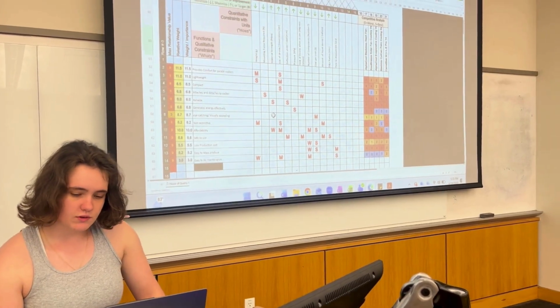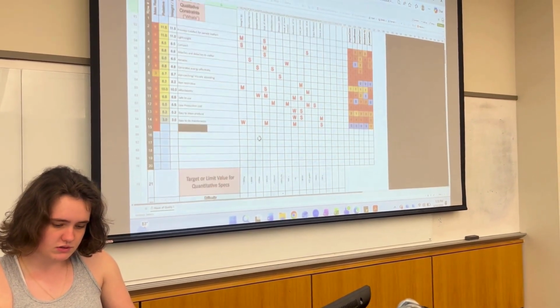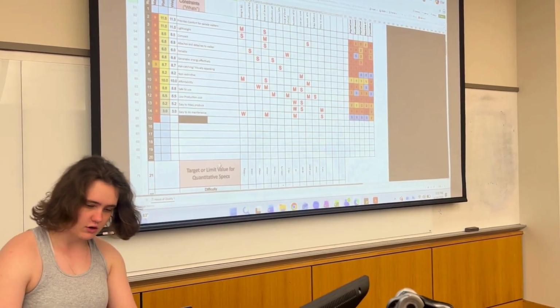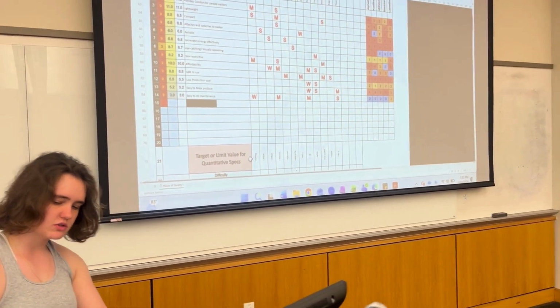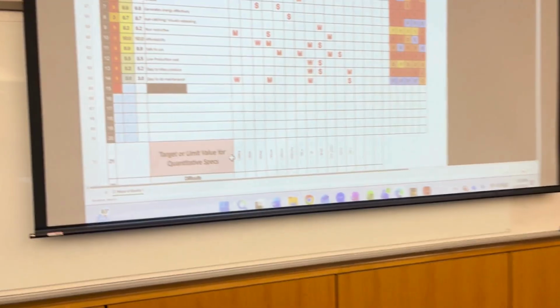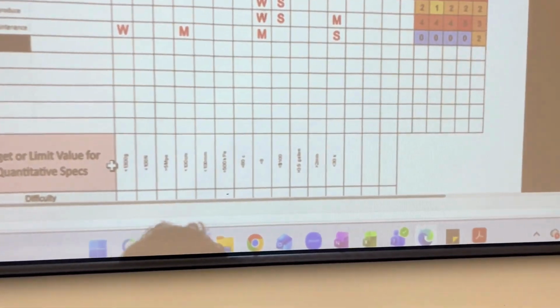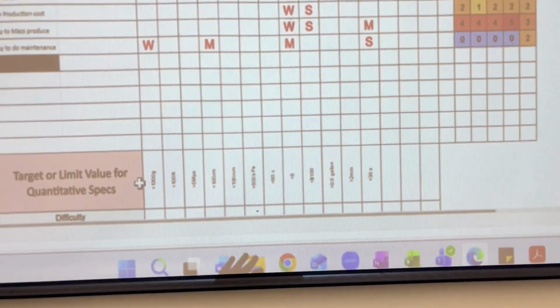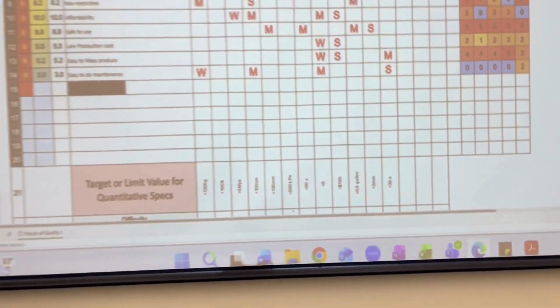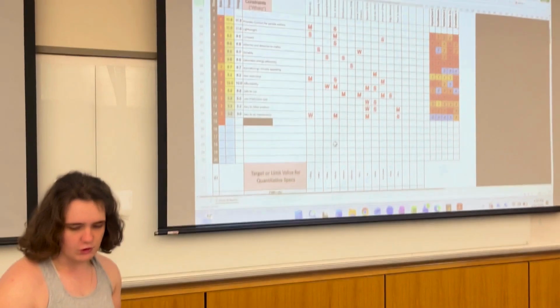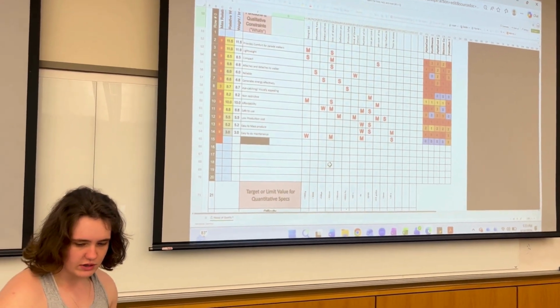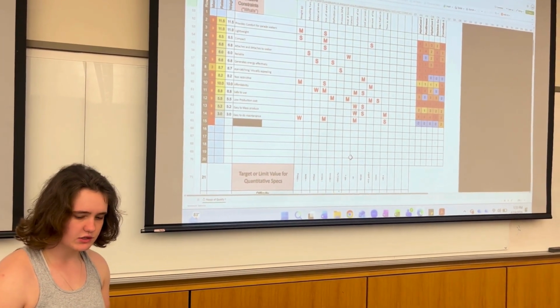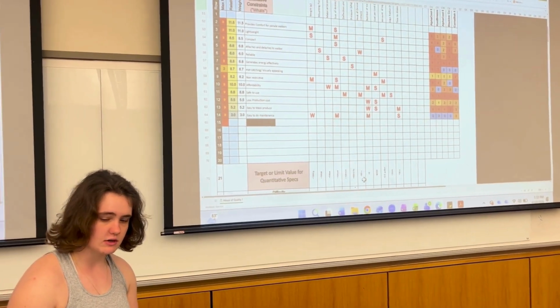And then, moving on, down here for our quantitative specs, we wanted to have a target or a value that we wanted to reach. An example of this would be the weight of our product. We want it to be less than 300 grams. Or for instance, price, we want it to be under $10. So that's what we did in this section right here.